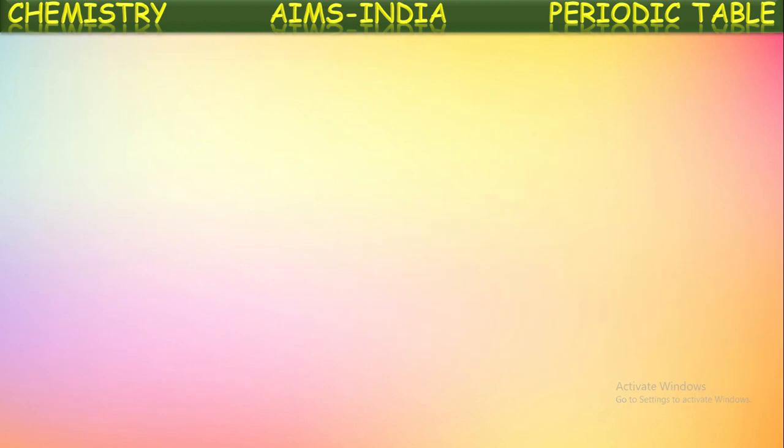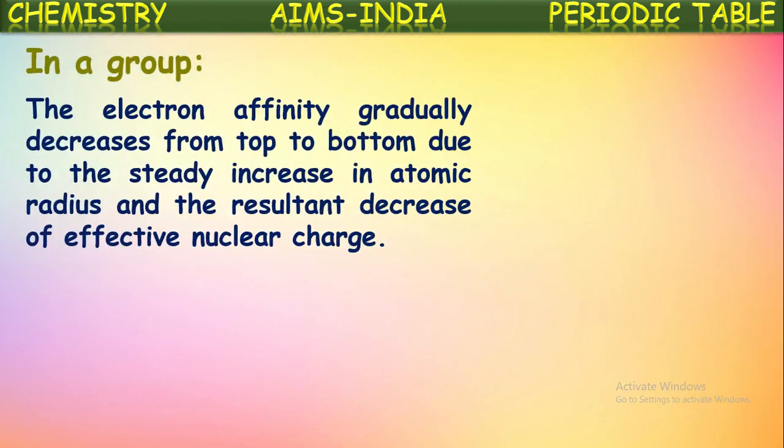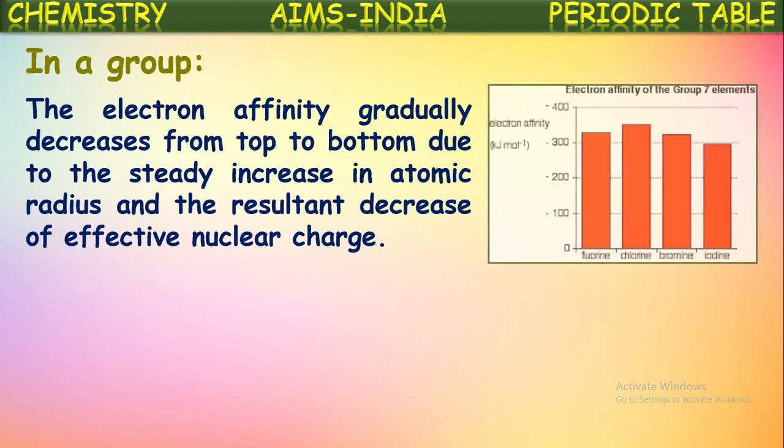Next, in a group, the electron affinity gradually decreases from top to bottom due to the steady increase in the atomic radius of the atoms, and at the same time the nuclear charge on the outermost electrons decreases. We can consider any group. In a group from top to bottom, what happens? Size increases. As size increases, the nuclear force of attraction on the outer electrons decreases. Hence, electron affinity decreases in a group.